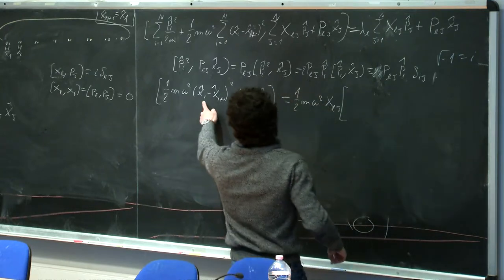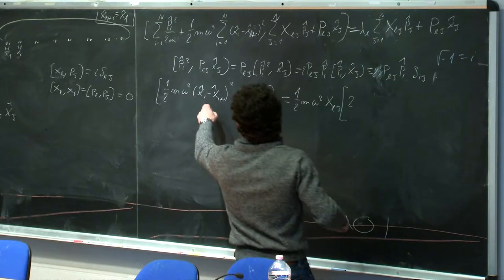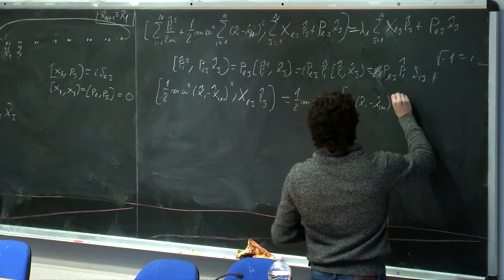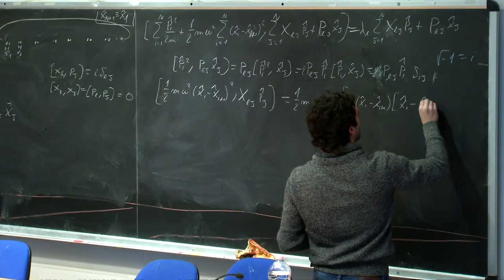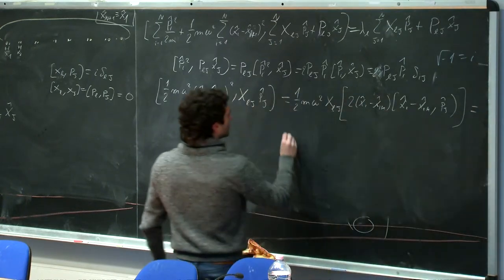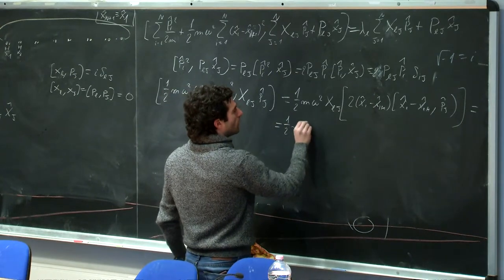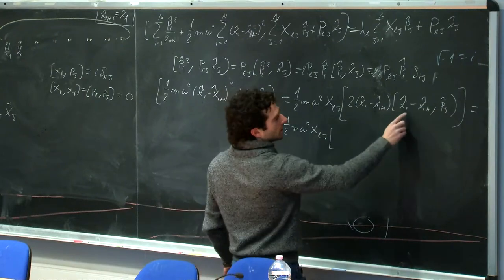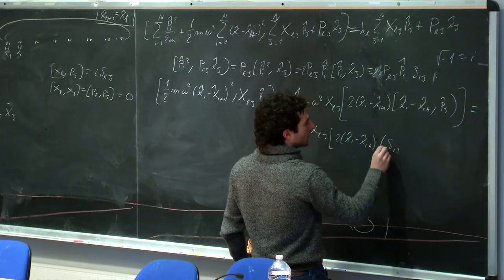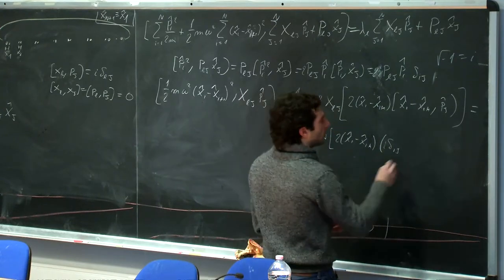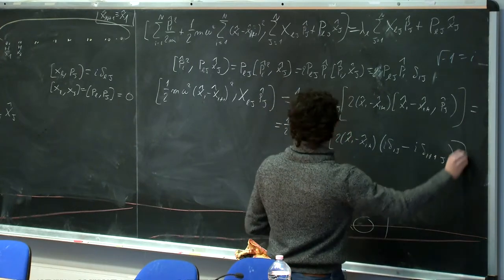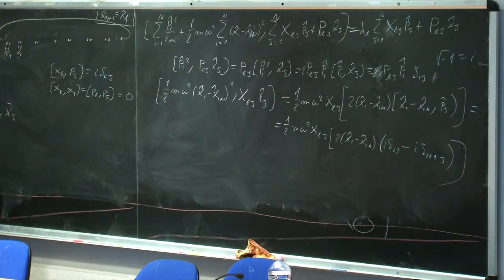So here we have twice (x_i minus x_{i+1}), the commutator between x_i minus x_{i+1} and p_j. And so this is equal to 1/2 m omega squared x_l times 2(x_i minus x_{i+1}), and here you have delta_{ij} times i minus i delta_{i+1,j}. So for this term, we obtain this result.